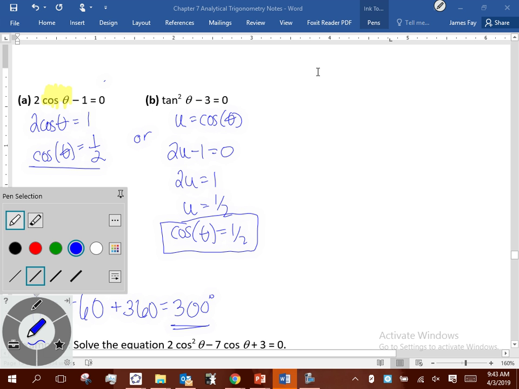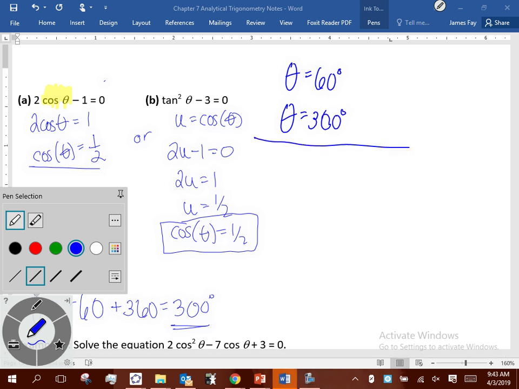Let's write so 60 degrees or 300 degrees. That would be in degrees. We can also do it in radians. What would be 60 degrees in radians? pi/3. And then 300, hopefully we know what that is using reference angles. It'd be 5 pi/3.